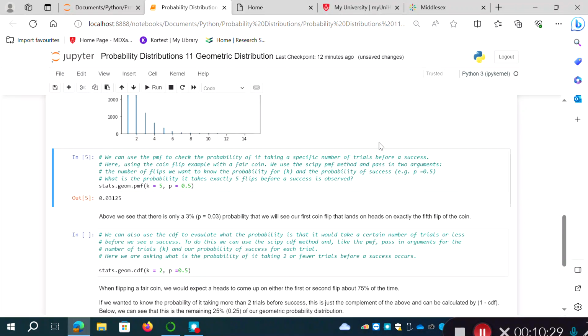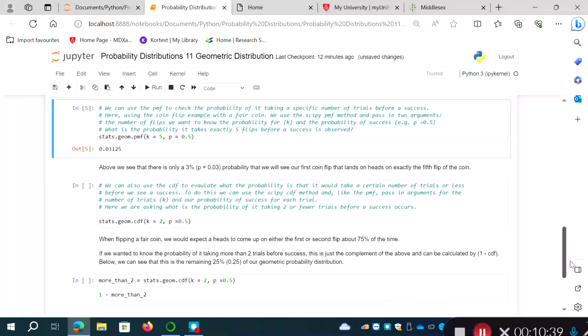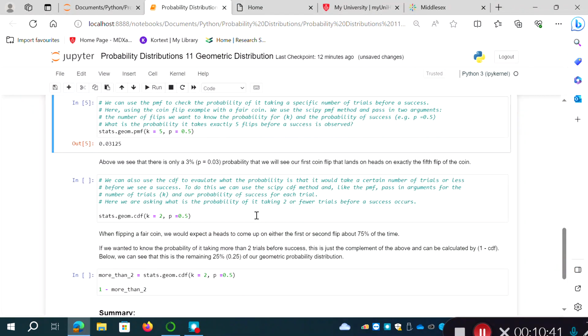Okay, and I guess that kind of makes sense if we look at our plot here: very low probability of having to wait 5 flips before we got our first success. So that was the PMF. We can also use the CDF, the cumulative distribution function, to evaluate the probability that it would take a certain number of trials or less before we saw a success. To do this, we can use the SciPy CDF method.